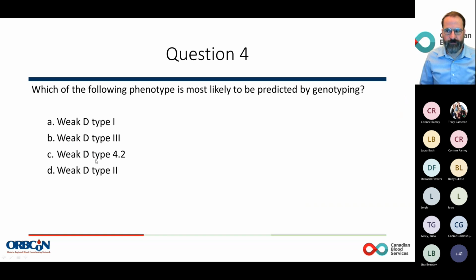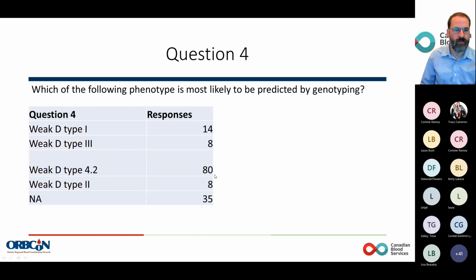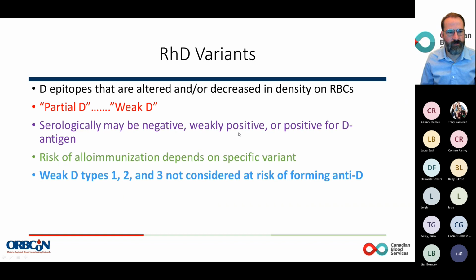So that's question 3. For question 4, which of the following is the most likely phenotype predicted by genotyping? The options are weak D type 1, weak D type 3, weak D type 4.2, or weak D type 2. In terms of answers here, most people went with weak D type 4.2 for this one. There was a bit of a spread around some of the other weak D types, type 1, 2, or 3. So what are the concepts involved in answering this one?